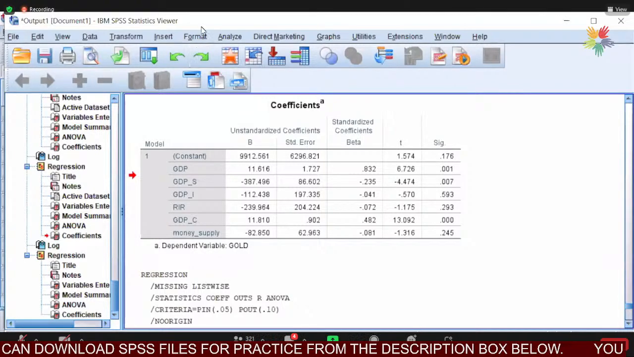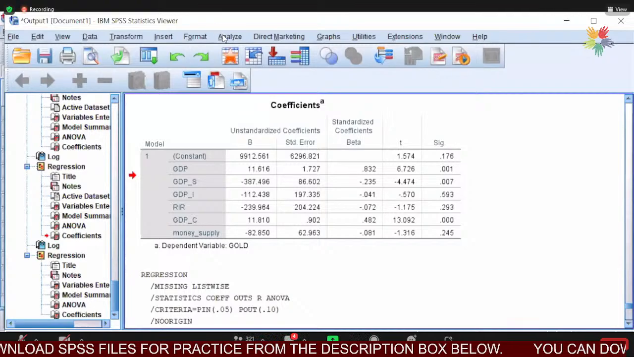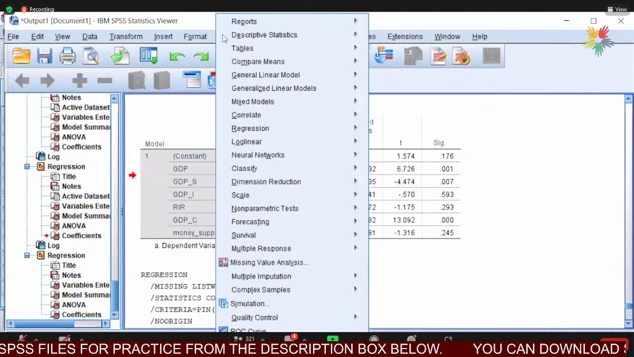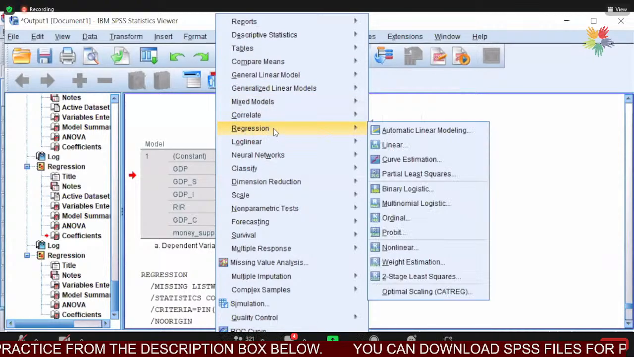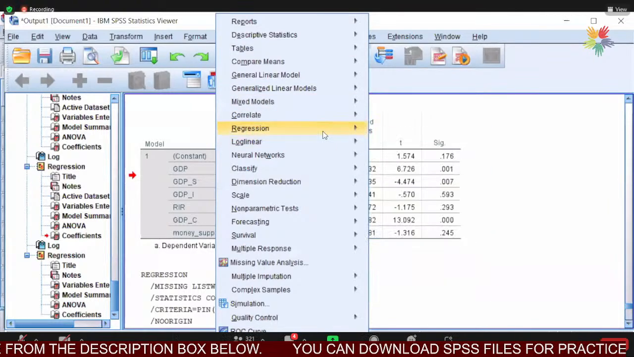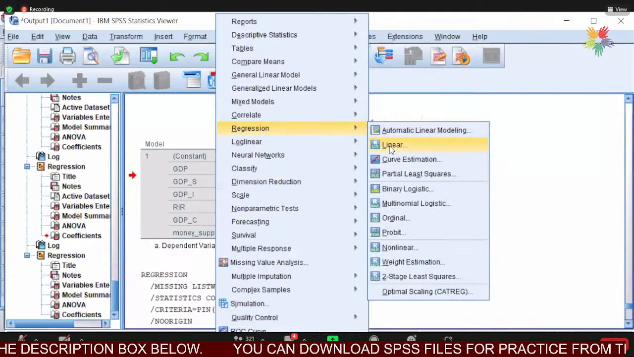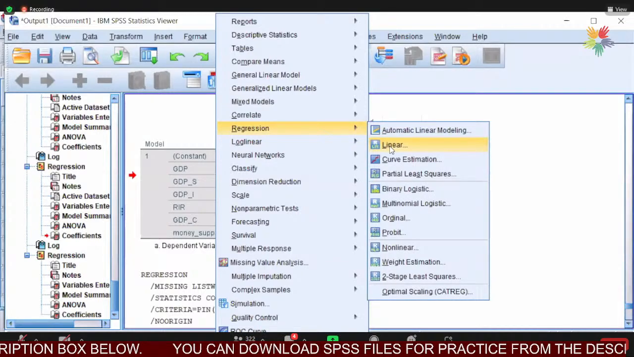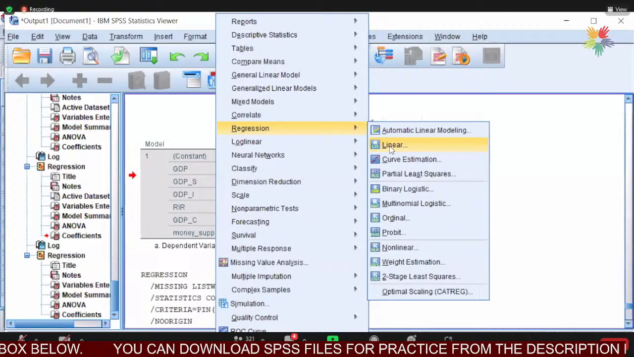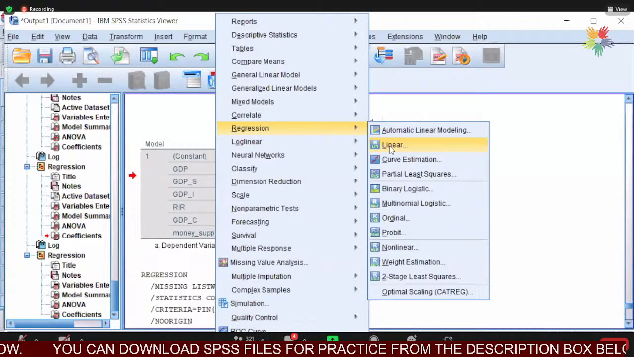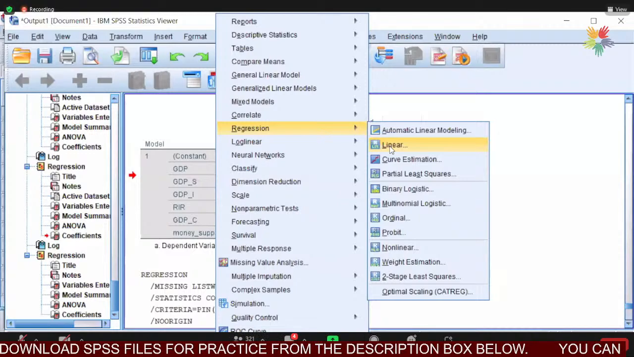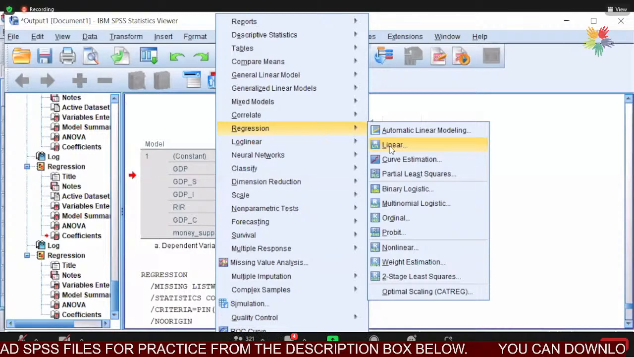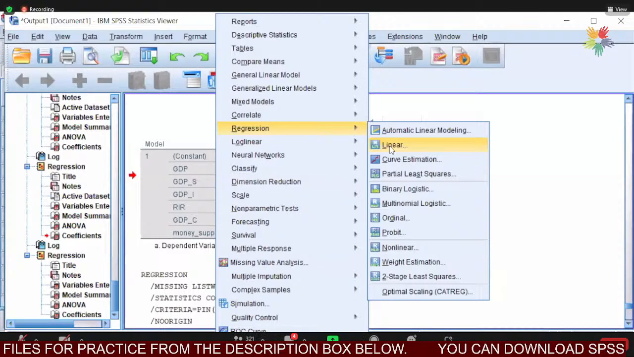Stepwise, right? So, I'm going to run stepwise. Analyze, regression, okay, all same linear. So, sir, why so many? There are many other regressions. That is why the regression is not ordinary. Right. Now itself I am loading.